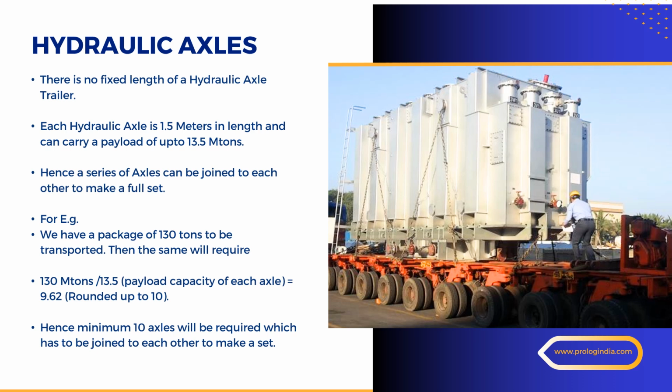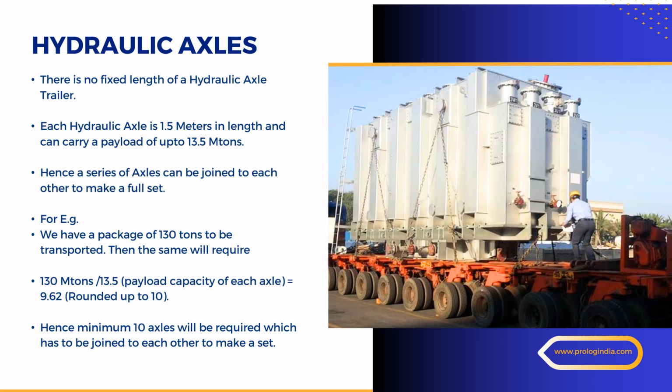Hence a series of axles can be joined to each other. If you see, these are axles which are joined to each other. For example, we have a package. And also, the payload in each hydraulic axle is up to 13.5 tons.